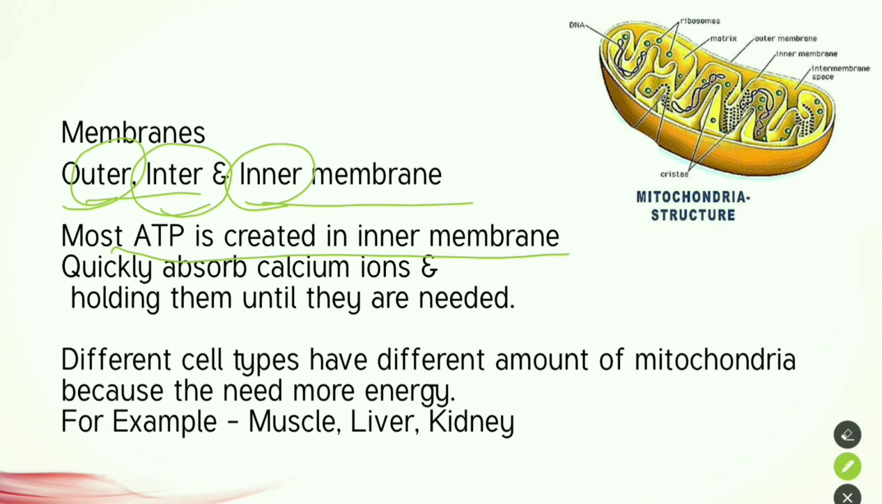Mitochondria plays an important role in quickly absorbing calcium ions and holding them until they are needed. Different cell types have different amounts of mitochondria because the particular cell needs more energy. For instance, muscle, liver, and kidney. The cells which have high demand for energy tend to have greater numbers of mitochondria.